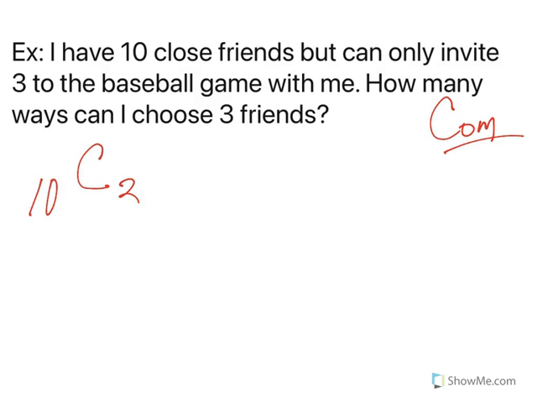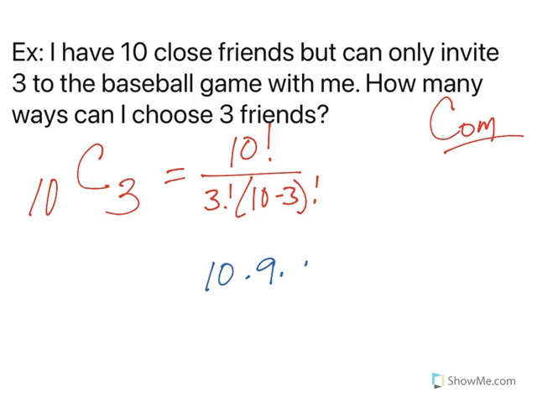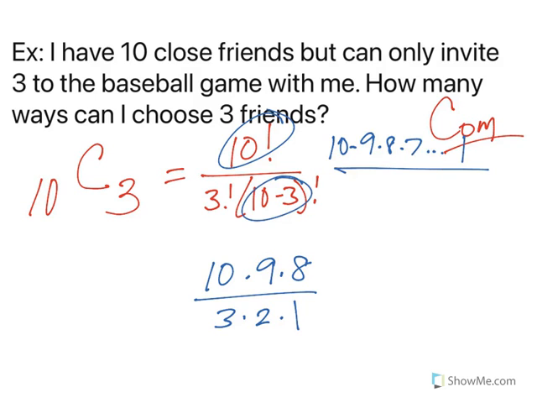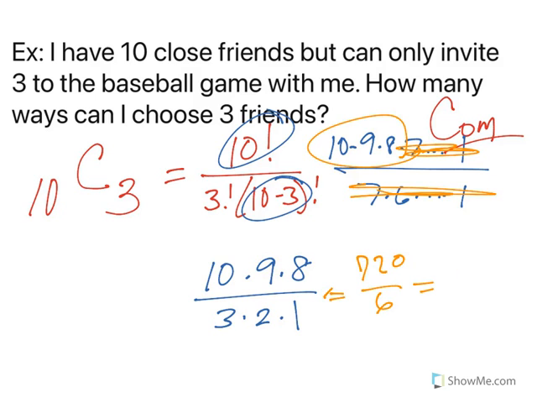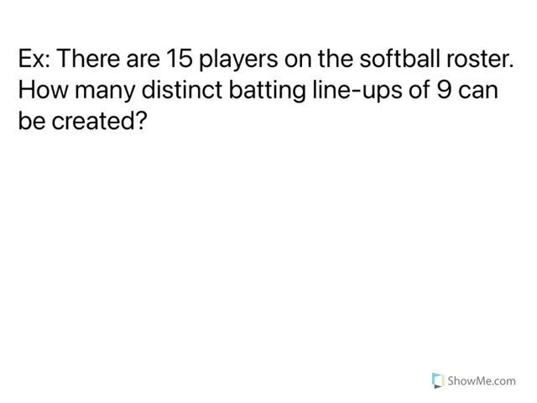We would have 10C3. So our formula would be 10 factorial over 3 factorial times 10 minus 3 factorial. My shortcut tells me to do 10 times 9 times 8 over 3 times 2 times 1. And that's because 10 factorial is 10 times 9 times 8 times 7 all the way down to 1. And this 10 minus 3 is 7 factorial all the way down to 1. So these cancel out with these, and I'm left with 10 times 9 times 8 over 3 times 2 times 1, which gives me 720 divided by 6, which is 120. I have 120 different ways I can choose 3 friends to go with me.